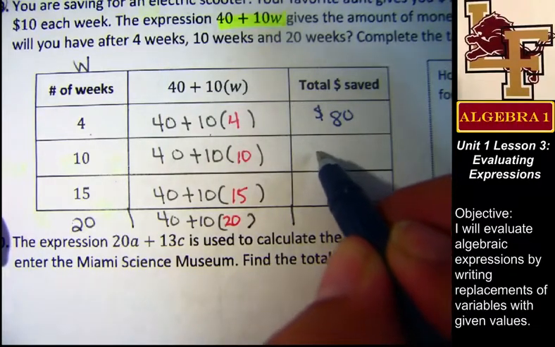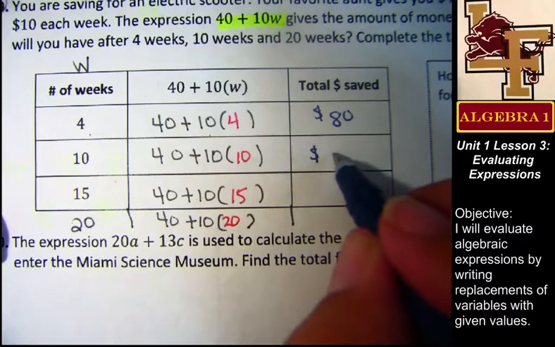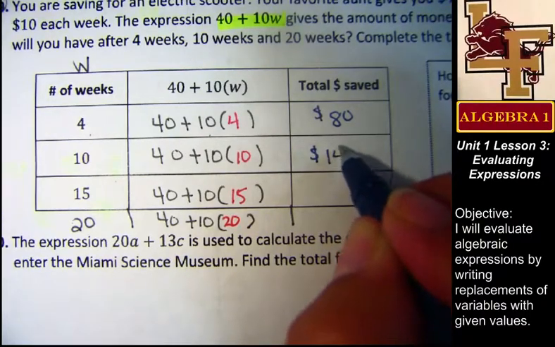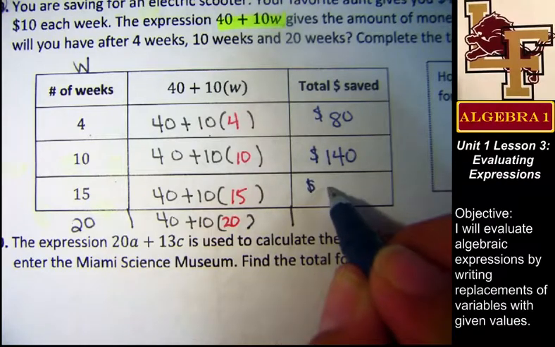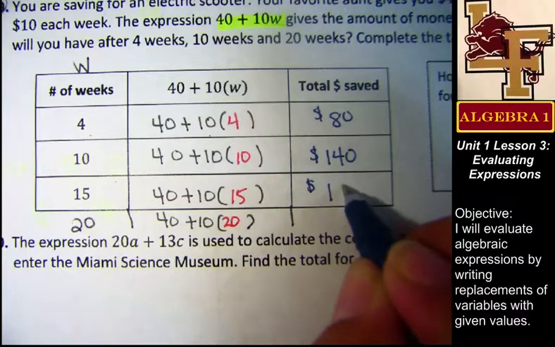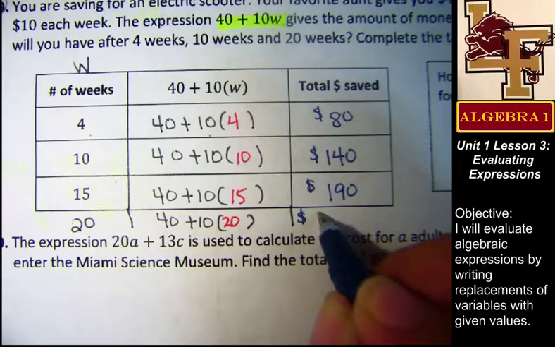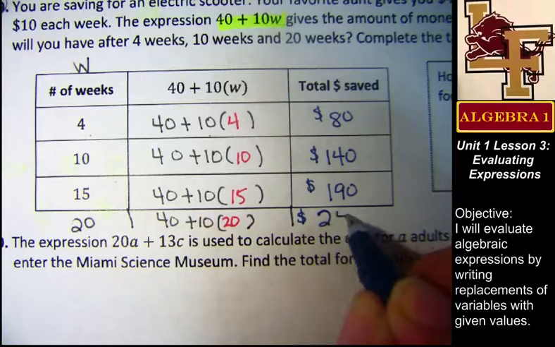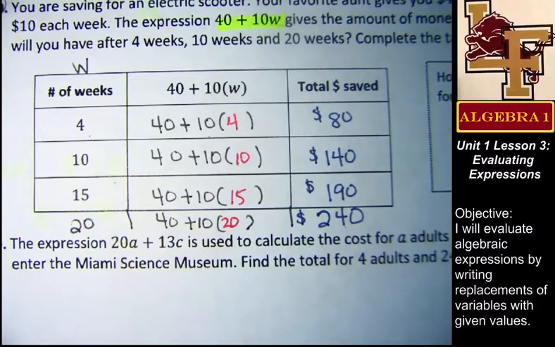After 10 weeks, 10 times 10 is 100, plus the 40, which is 140. After 15 weeks, we have 190. And after 20 weeks, how much money have we saved? 240. Okay? So there's our table.